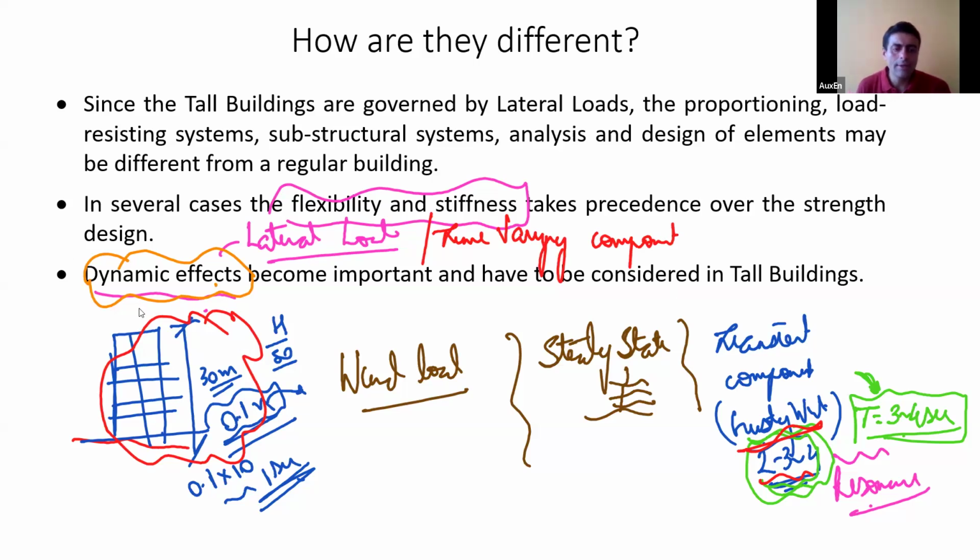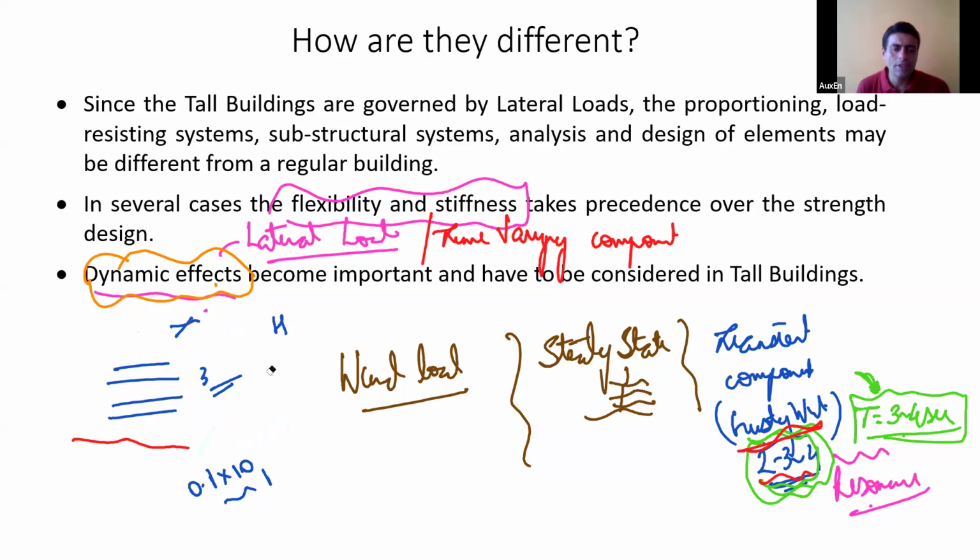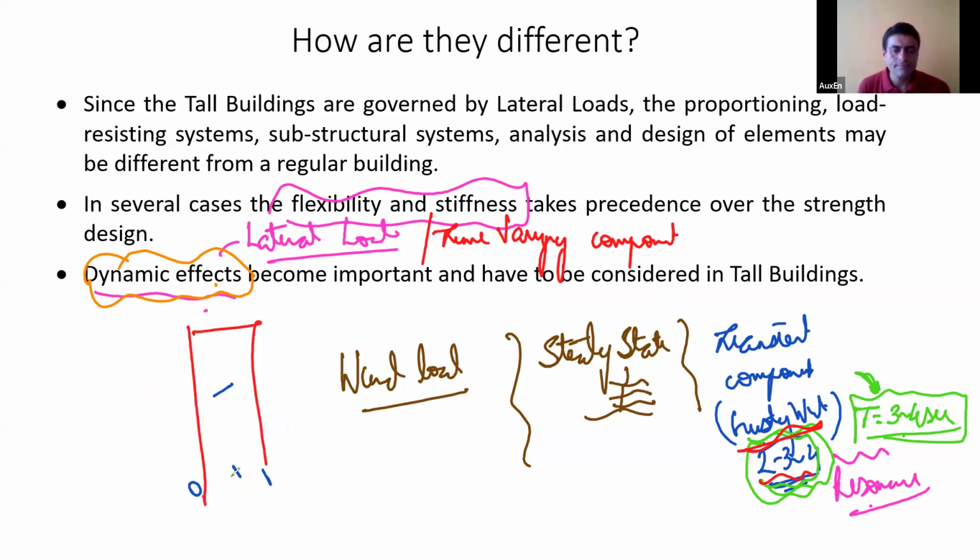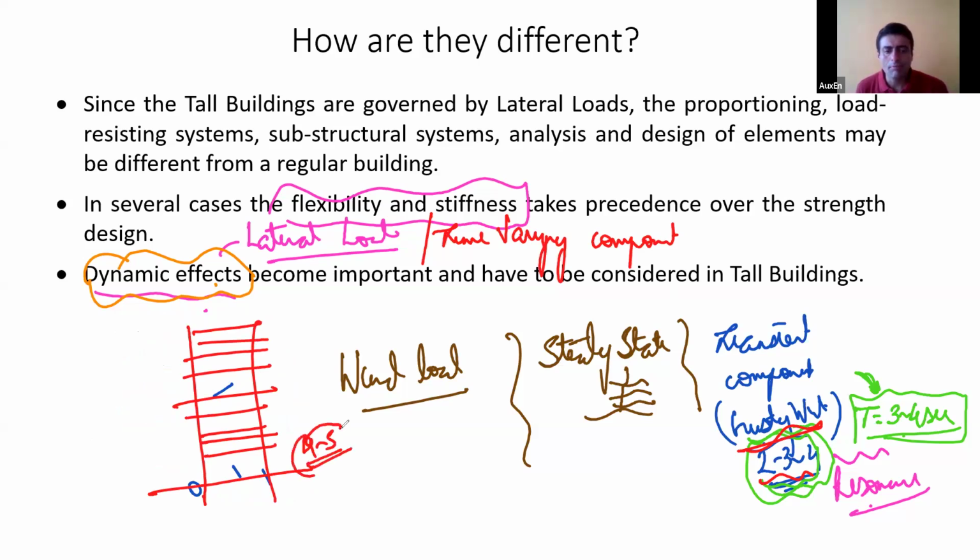If I take a taller building, let's say a 50-story building or 40-story building, a 40-story building may have a time period of around 3 or 4 or 5 seconds. Now here the problem may start occurring, that my gusting wind time period and my building time period are coming close to each other, and this may cause amplification of responses. Is that clear?